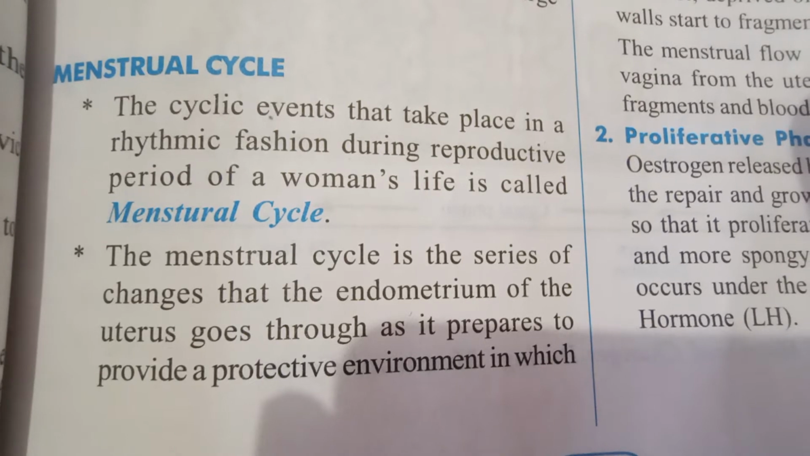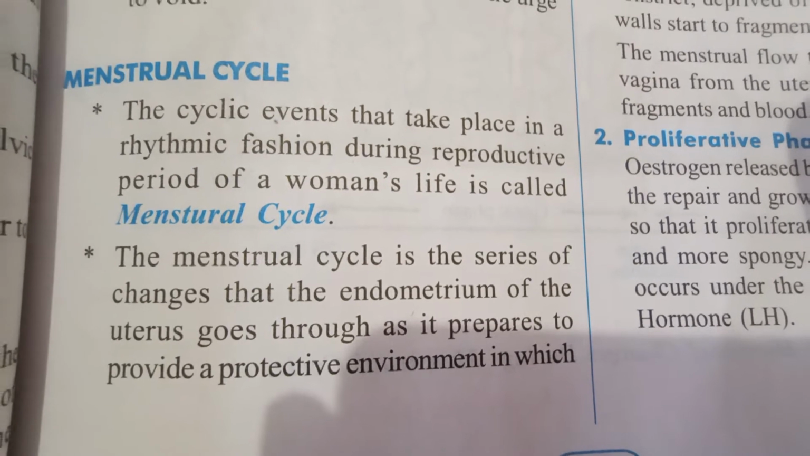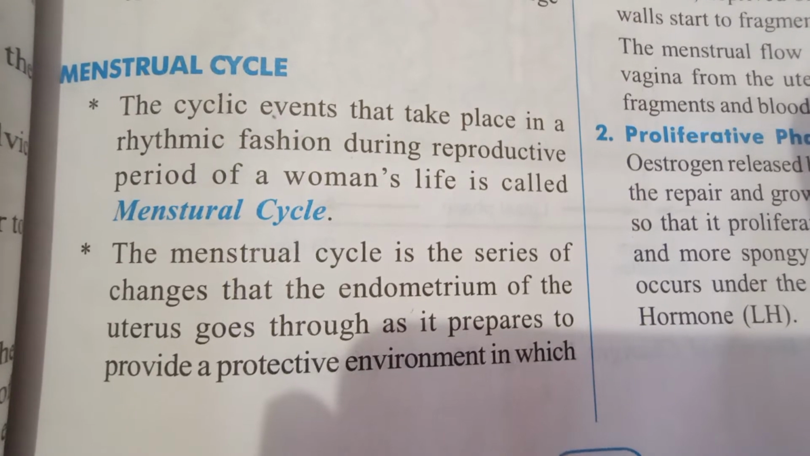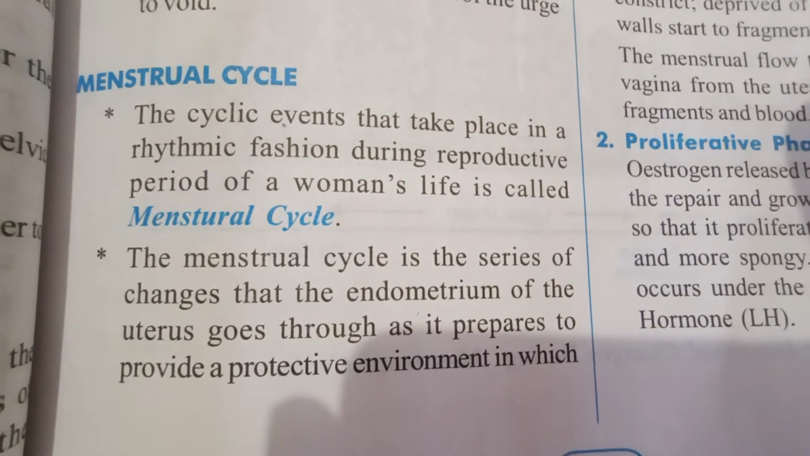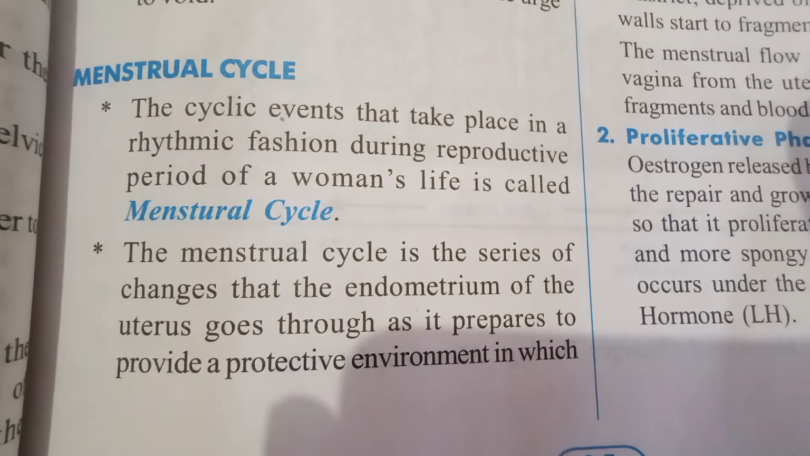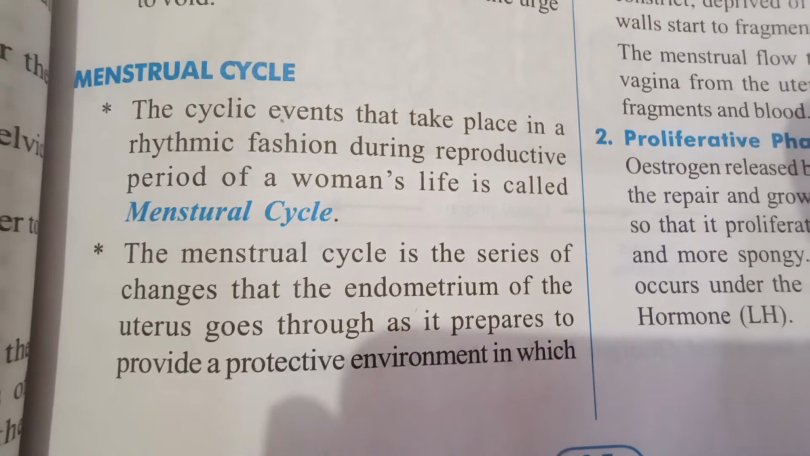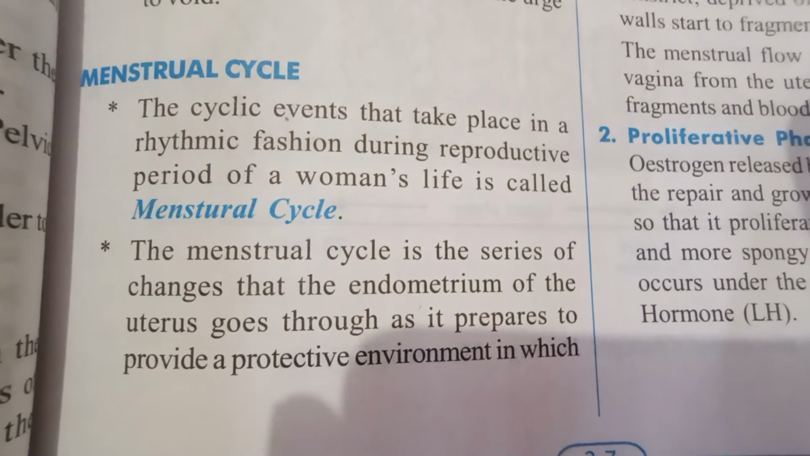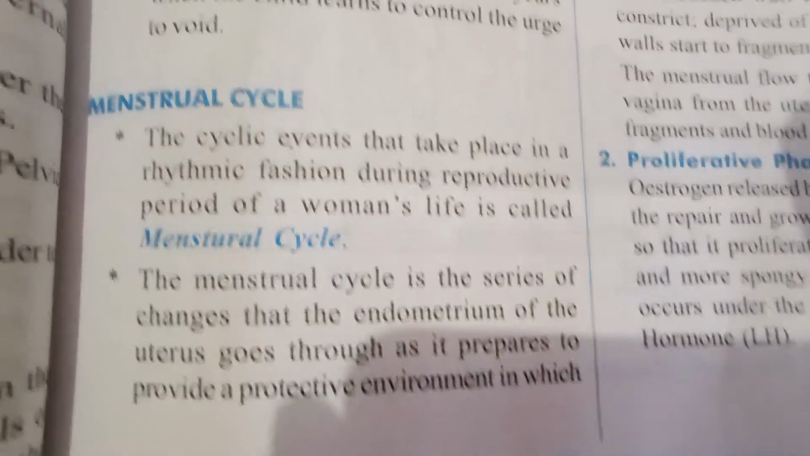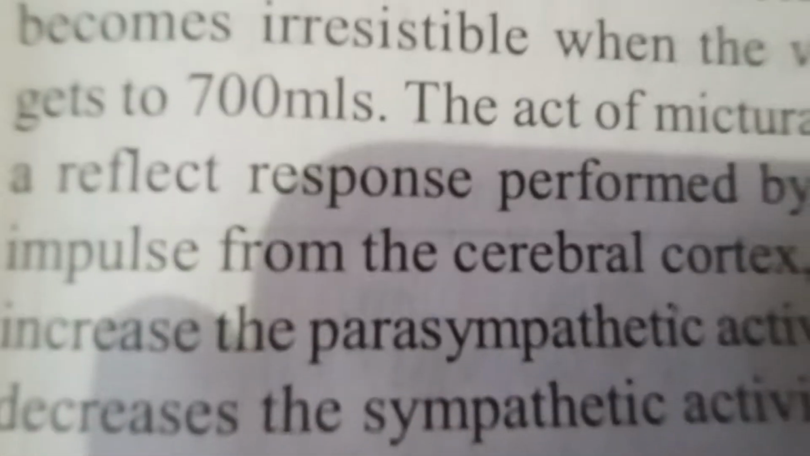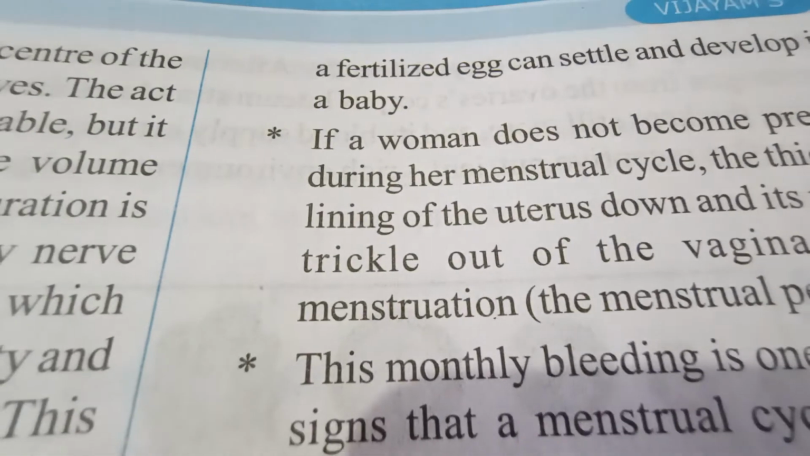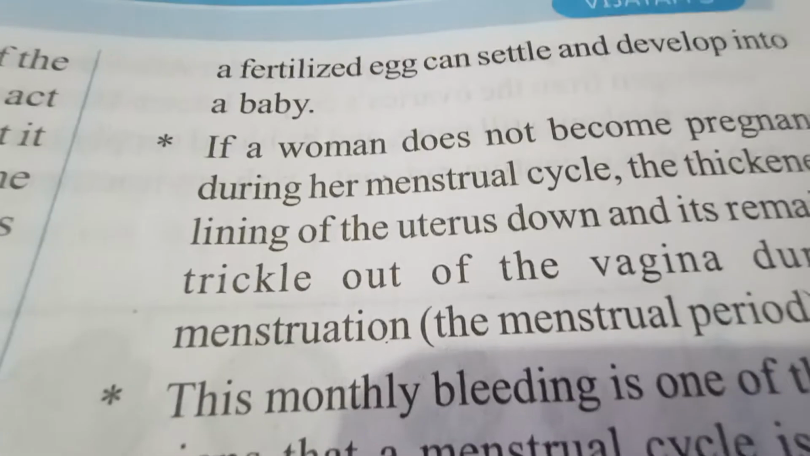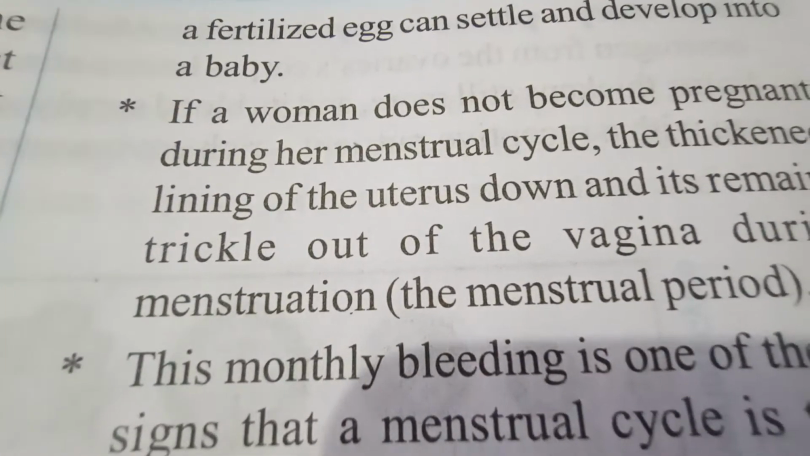The cyclic event that takes place in a rhythmic fashion during the reproductive period of a woman's life is called the menstrual cycle. The menstrual cycle is a series of changes that the endometrium of the uterus goes through as it prepares to provide a protective environment in which a fertilized egg will be settled, and develop into the baby.